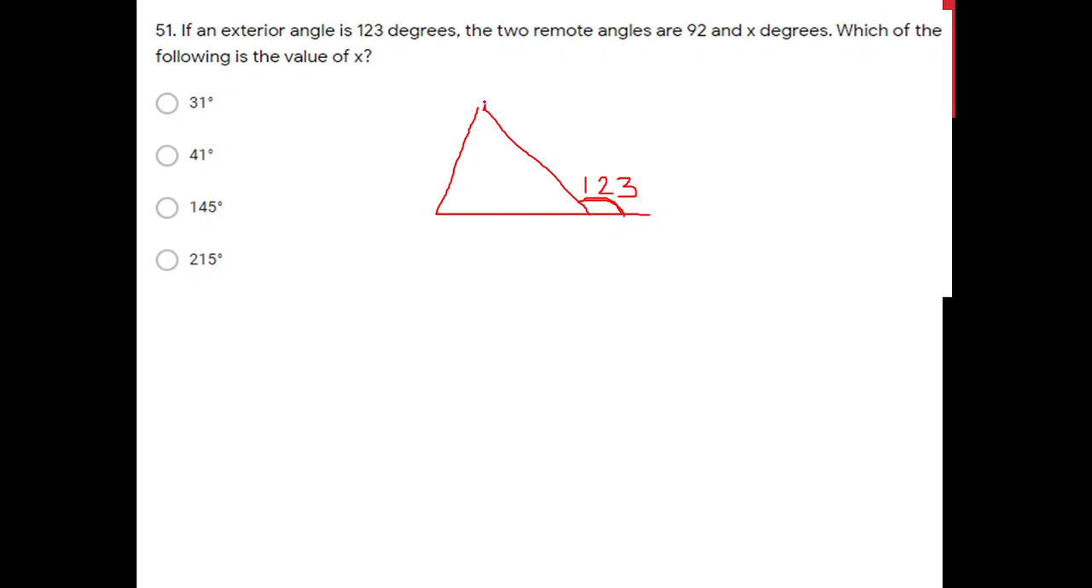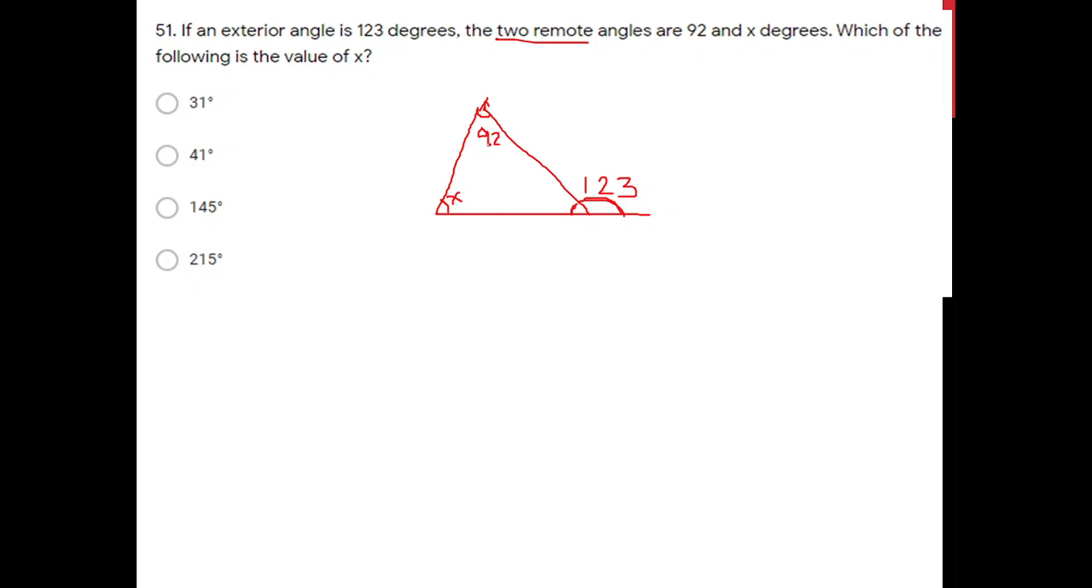The two remote angles, this one, would be these two angles here. Remote meaning it's away from our external angle. This one here is the adjacent angle. So remote, from the word remote, it's away. So the two remote angles would be this one. So let's say this is 92 and this is x. We need to solve for this one.